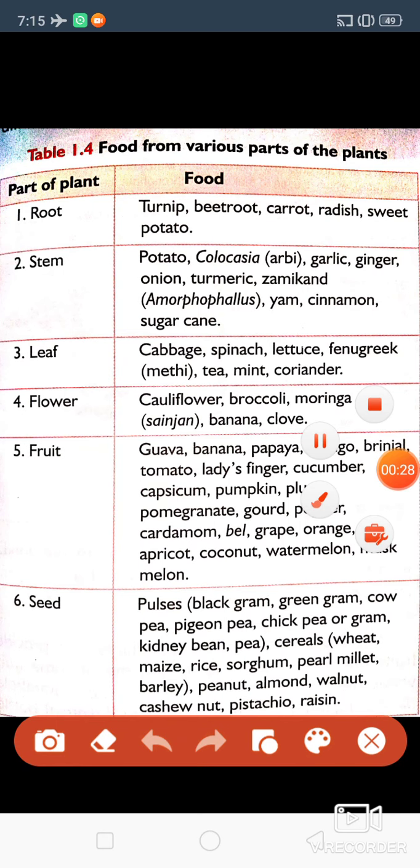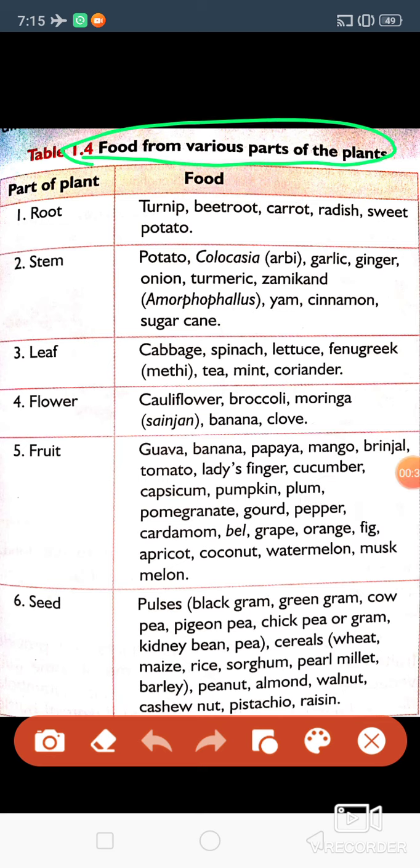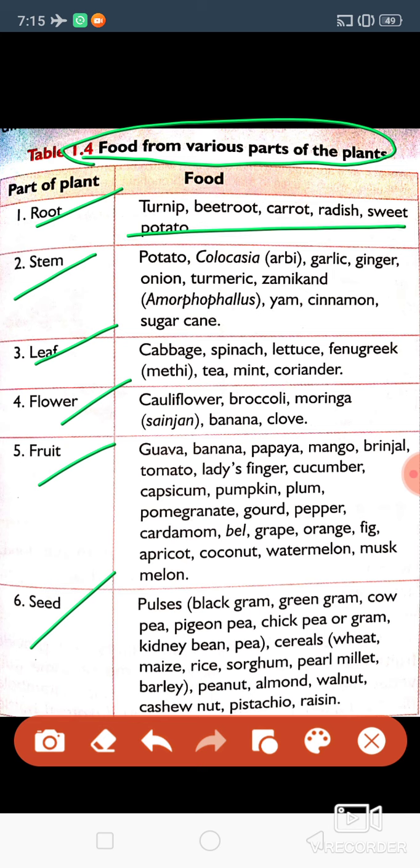So today we'll see the various food items from various parts of the plant. Like some food items we get from root, some food items we get from stem, from leaf, from flower, from fruit, from seeds. Okay, so different examples are there.